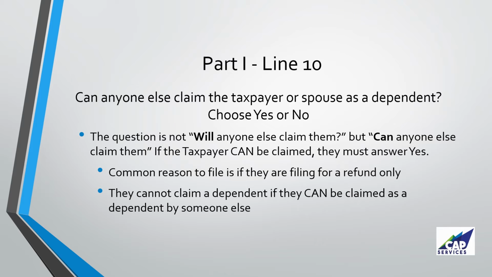Part 1, line 10. Can anyone else claim the taxpayer as a dependent? Check the box for yes or no. Please note, the question is not will anyone else claim them, but can anyone else claim them? If a taxpayer can be claimed, they must answer yes. If they do answer yes, the most common reason to file would be to have the withholding taken out of their checks and they are filing for a refund. They cannot claim a dependent if they are also being claimed as a dependent.